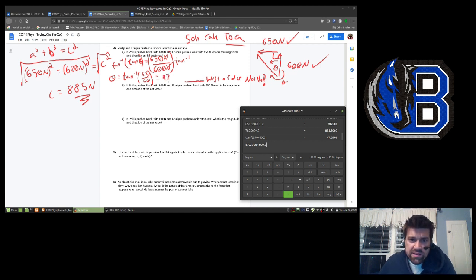.47 degrees west of due north. Good. And if I wanted the other angle for some reason, it'd be 42 degrees. I don't know, what would you call that? South of west, or it'd be north of west. 42 degrees north of west.